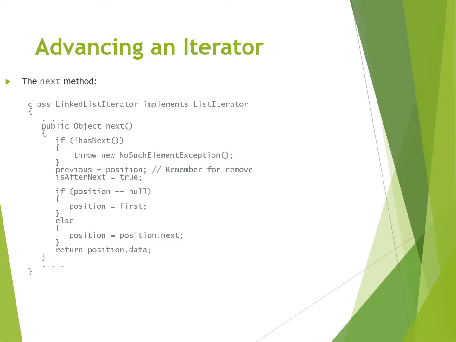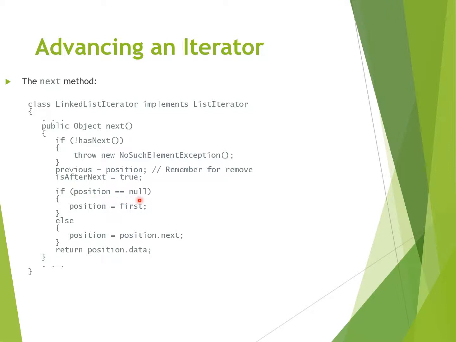So here is the implementation of the next method. As you see inside the class linked list iterator, we define a method called next, which returns an object. First of all, it checks whether the linked list has the next node or not. If the linked list has no more nodes, we need to throw new no such element exception because we have reached the end of the linked list, so there is no next node. Otherwise, previous should be set to the current position. We should remember the current position for implementation of remove method that we will see later. Then you have to set isAfterNext flag equal to true because we are calling the next method, so this indicates that we have just called the next method.